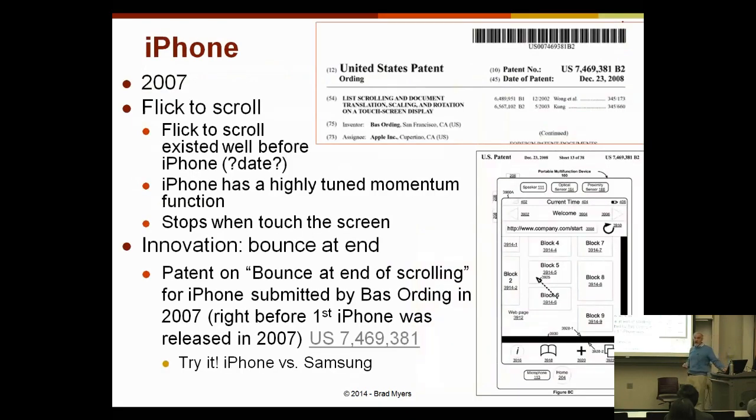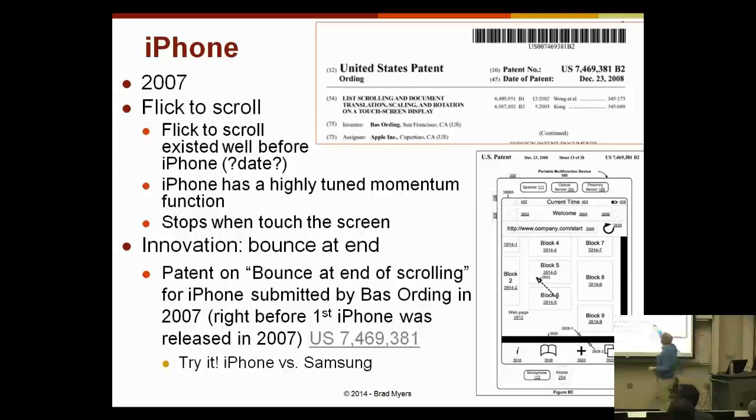So this flick to scroll came in with the iPhone in 2007. The actual behavior of flick to scroll is quite old. Apple did not invent the idea that when you flick. We've actually seen that on very old systems. I'm not sure exactly when that came in, but it definitely was many, many years before that. What the iPhone did invent is the idea of this bounce at the end of the scroll. And we talked about that in the first lecture, that when you get to the end of the list on the iPhone, it moves a little bit past the end and then bounces back.